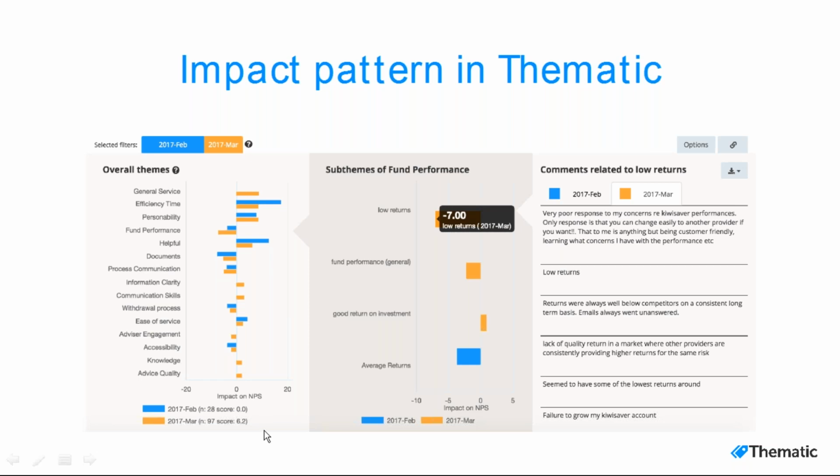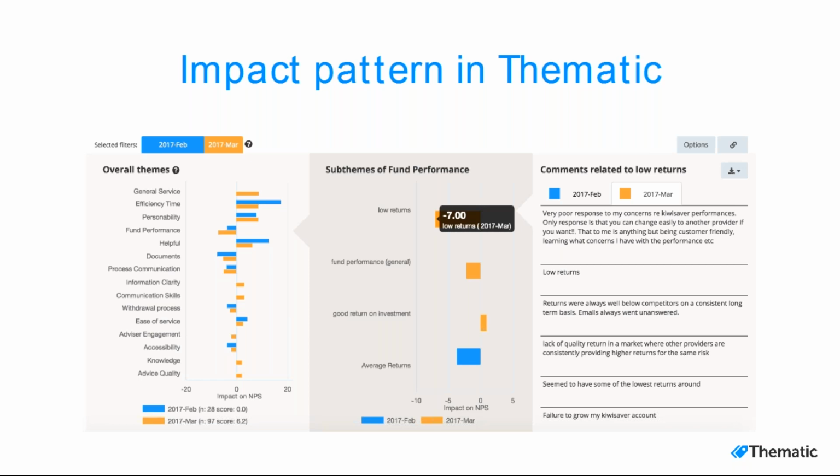And what actually happened here is that in the survey, in the Voice of Customer program for this particular company, they asked, why did you give us this score? And Thematic found themes such as efficiency, time, personability, information clarity, and so on. And we then calculated for every single theme in what customers are saying, what is the NPS of people who mentioned this particular theme in their response. And by taking into account the number of people who had this particular theme, we were able to calculate the impact.